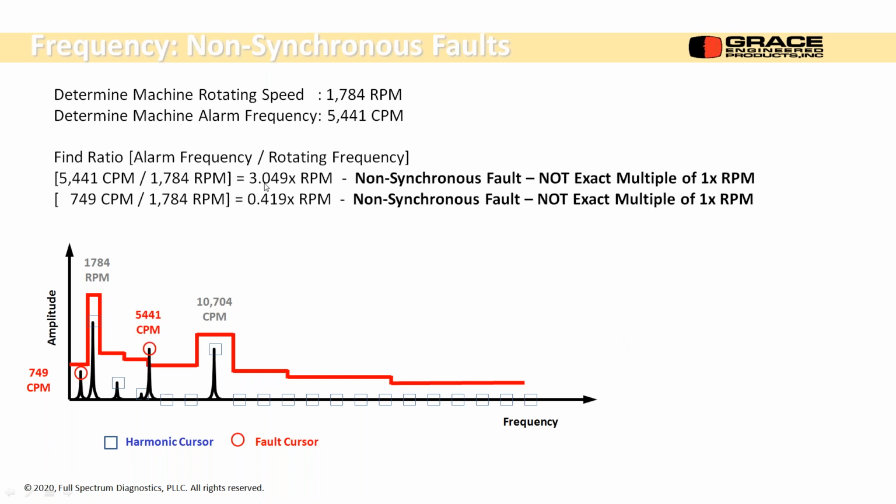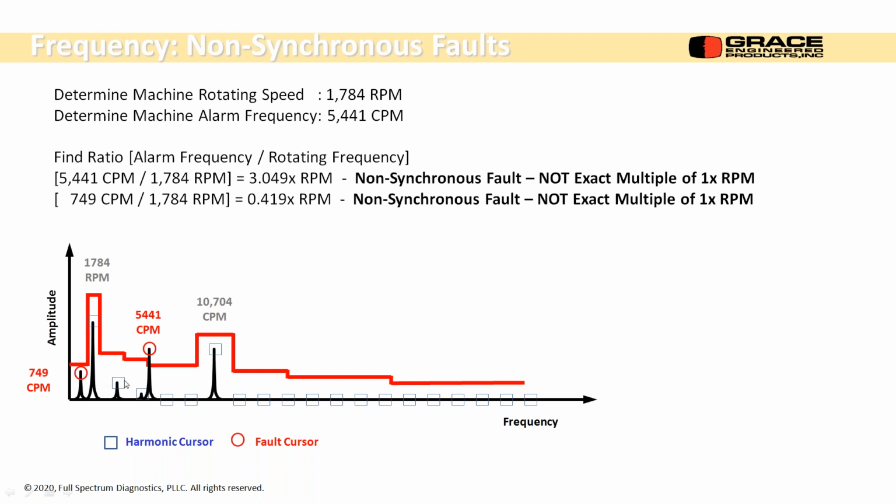Non-synchronous peaks are not multiples of running speed. I got a peak here at 5441. I divide it by running speed and I get 3.049 times running speed. Not 3 times, not 4 times. It's not a whole number. That's why we take it out to a couple of digits out here.